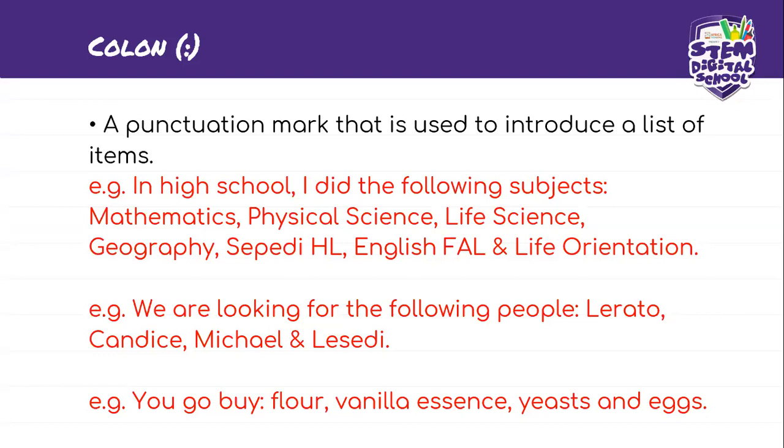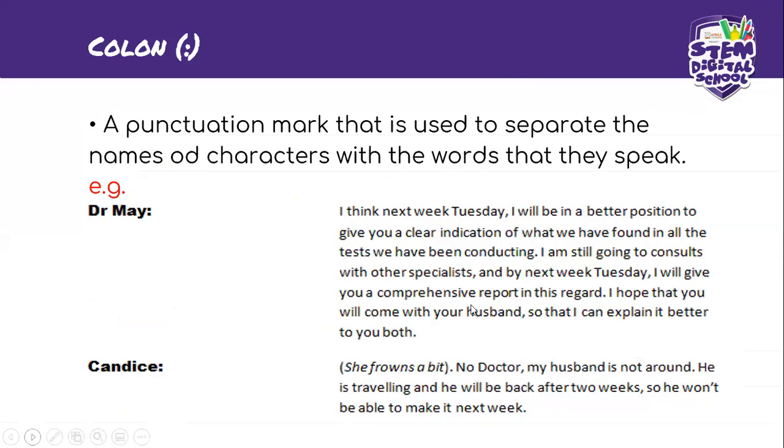When we were discussing the brackets, where did you see the colon? Remember, Onka, when we were still on the section of brackets earlier today, where did you see the colon? Okay, I see. All right, let me show you the answer to my question. Right, so a colon is a punctuation mark that is used to separate the names of characters from the words that they speak. Yes, in a dialogue, we use a colon to separate the names of the characters from the words they speak.